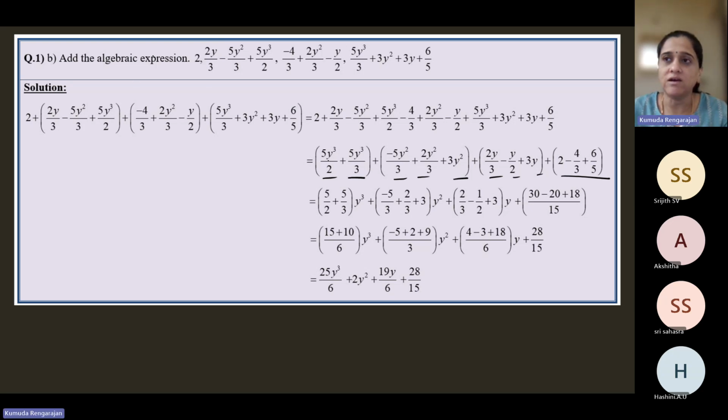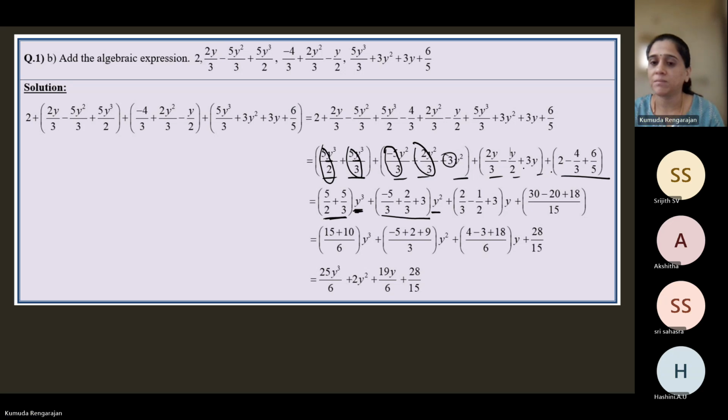Now we know when we add a y cube term and y cube term, the answer also will be a y cube term. So we put the y cube outside. The numerical coefficients 5/2 and 5/3 inside the bracket, 5/2 plus 5/3. Very good. Then see the next one: minus 5/3 plus 2/3 plus 3 y square. Y/2 means what? 1/2. Minus y/2 meaning minus 1/2 y. So 2/3 minus 1/2 plus 3 y.